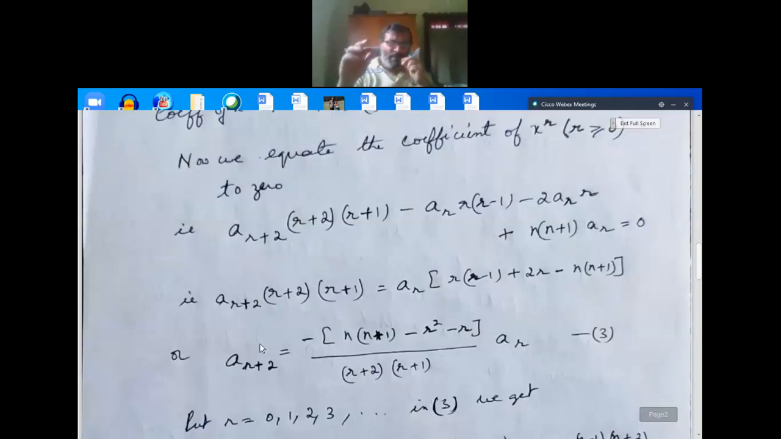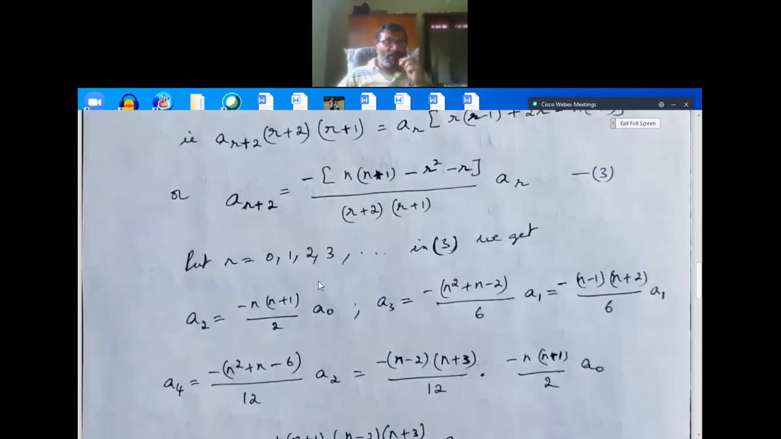It's very simple. Keep a r plus 2 on one side, simplify the remaining and take it to the other side. Then put the values for r as 0, 1, 2, 3. When you put 0, you will get a2 like this. Simplify. Then put r equals 1, you will get a3. You get a3 in terms of a1 like this. Okay. So minus n plus 1 by 6 into.